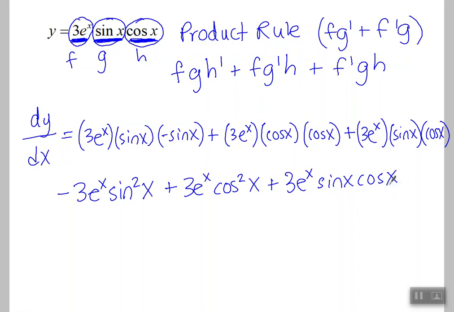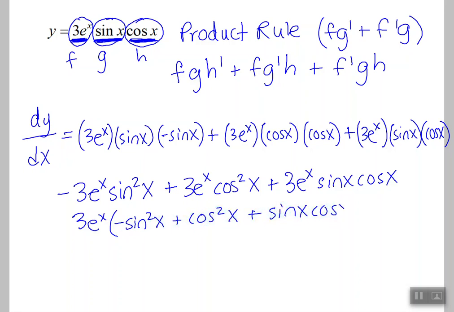This is an excellent answer as well, but usually you'll see if we can factor it easily, that's going to happen. So let's factor out 3e to the x and see what's left. Negative sine squared x plus cosine squared x plus sine x cosine x. Of course, we could stop there, but it's likely that if we were seeing a multiple choice question, we would be using some identities to simplify further.